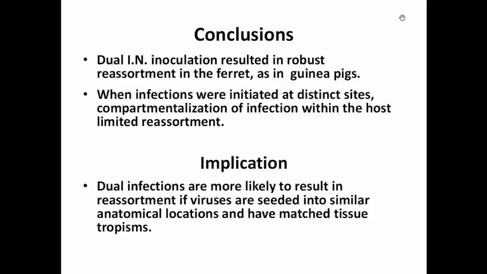All right, so we can conclude that dual intranasal inoculation resulted in robust reassortment in the ferret, as we have seen in guinea pigs. When infections were initiated at distinct sites, there was a strong compartmentalization of infection within the host, which limited reassortment. The implications of these findings are that dual infections in nature are more likely to result in reassortment if viruses are seeded into a similar anatomical site and have matched tissue tropisms.